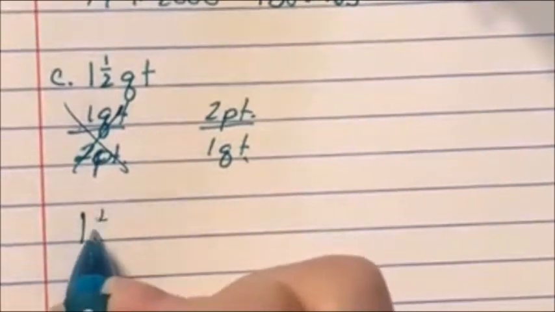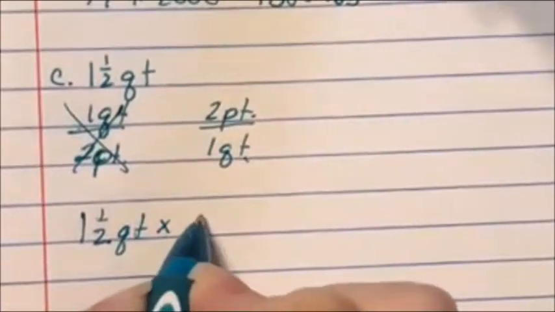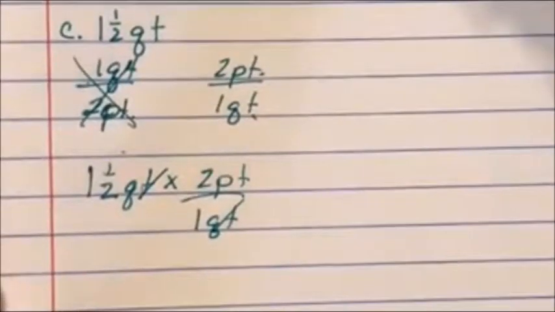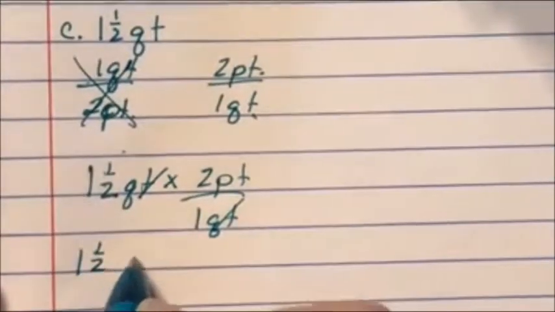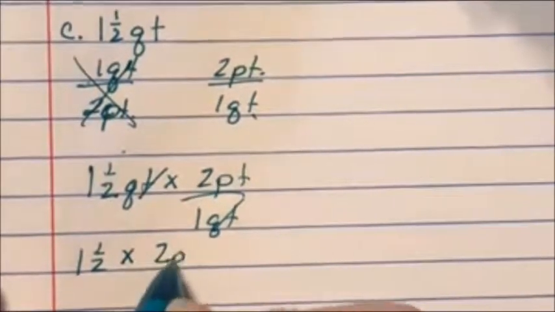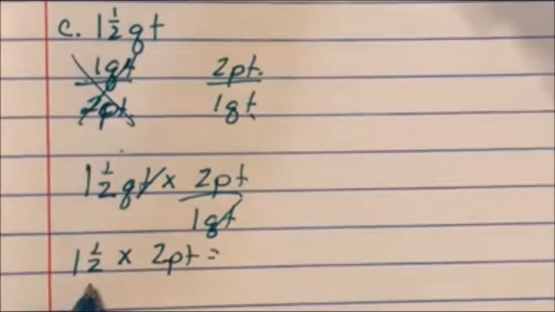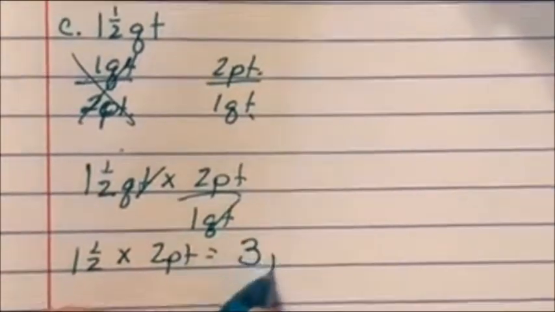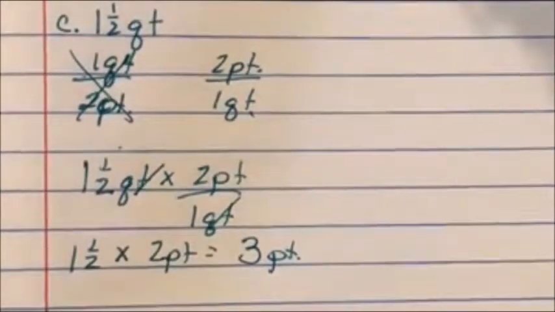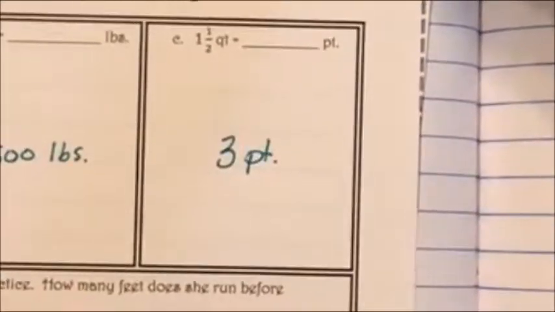So I get 1.5 quarts times 2 pints over 1 quart. My quarts cancel, so I'm left with 1.5 times 2 pints. When I multiply 1.5 times 2, I get 3 pints. So 1.5 quarts equals 3 pints.